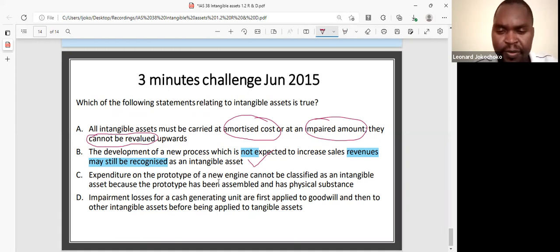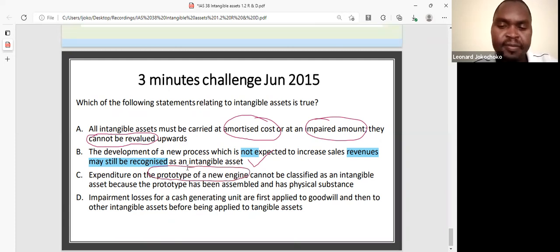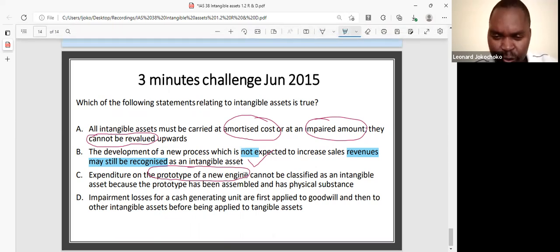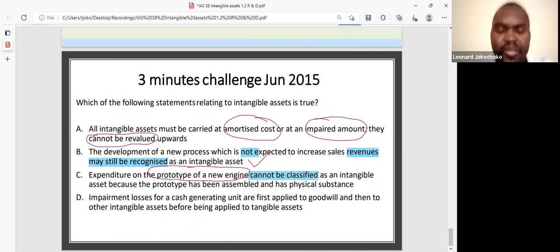Expenditure on the prototype of a new engine cannot be classified as an intangible asset because the prototype has been assembled in physical substance. Please note that expenditure on prototypes indicates the development stage. And because it is a development stage, this can be capitalized. The fact that the question says it cannot be capitalized is wrong. Expenditure on making models can also be capitalized. Item number C is wrong.